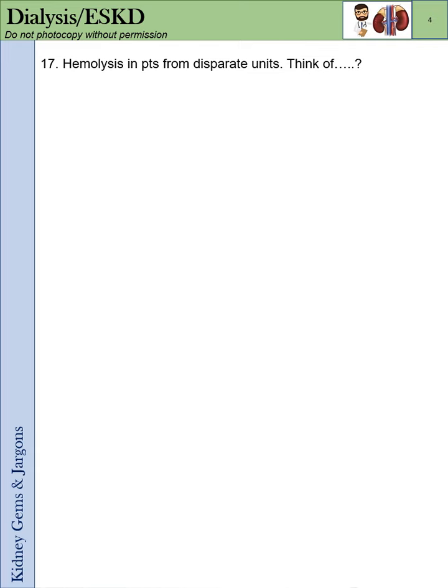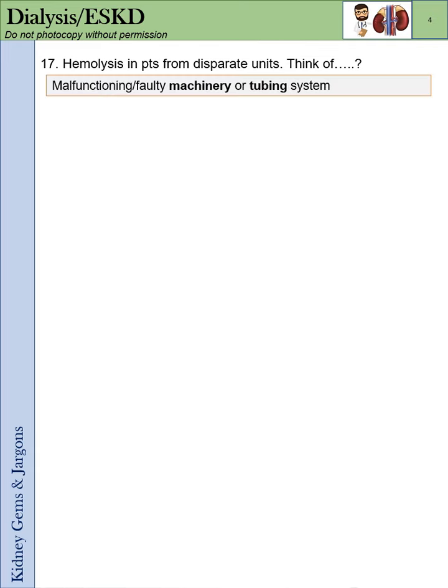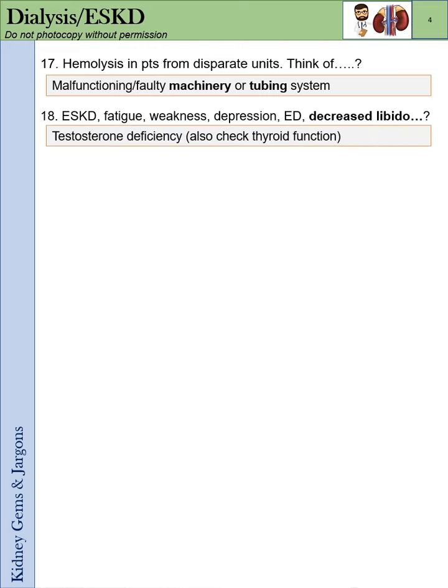Hemolysis in patients from disparate units. The key here is disparate units: malfunctioning or faulty machinery or tubing system. End-stage kidney disease presenting with fatigue, weakness, depression, erectile dysfunction, and decreased libido. Think of testosterone deficiency. Also check thyroid function.